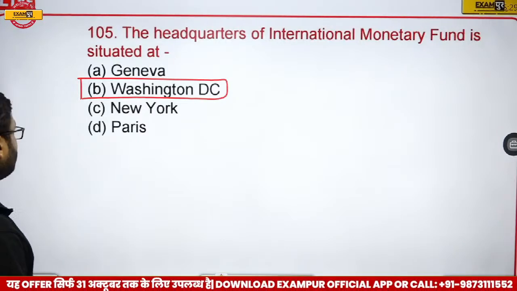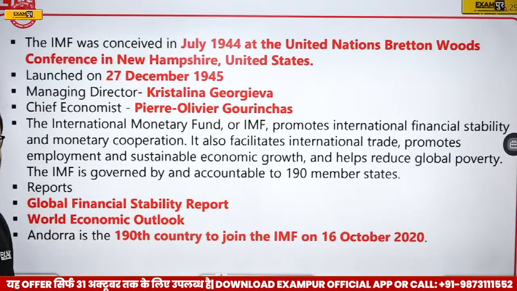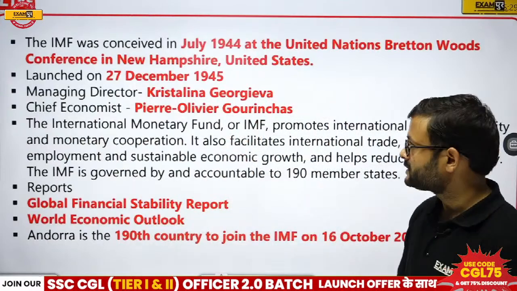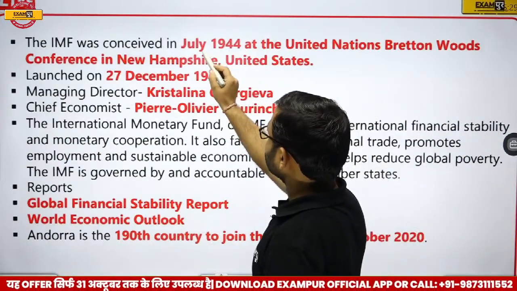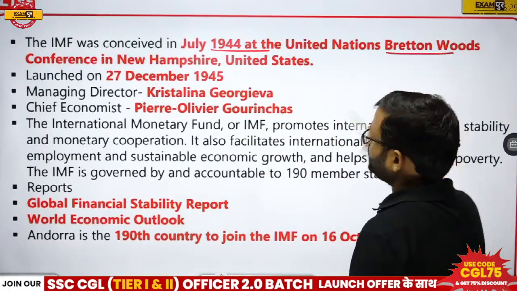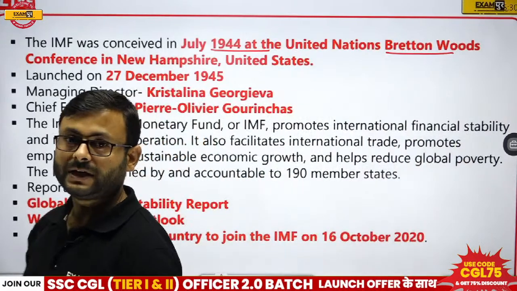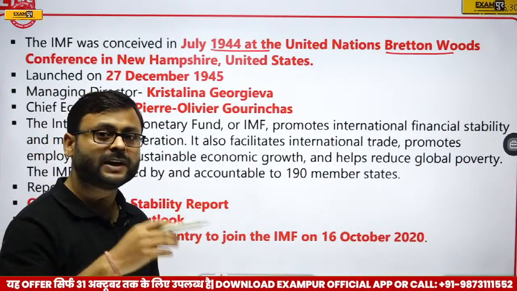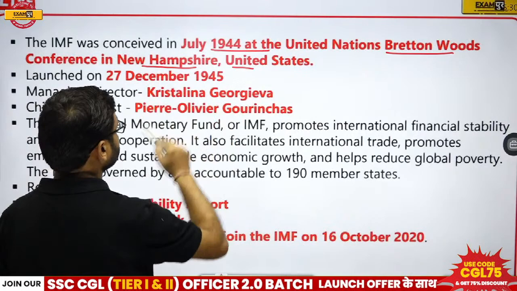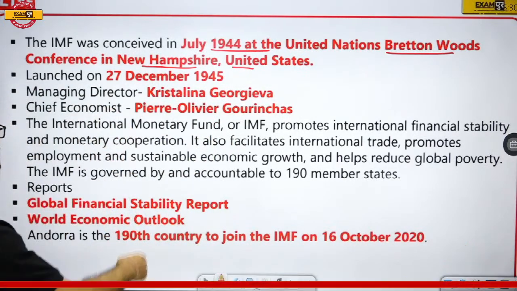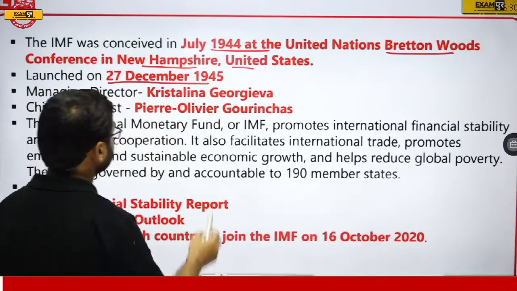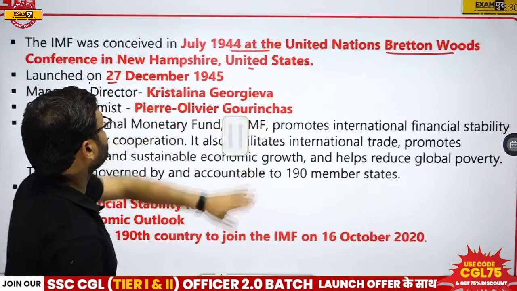Okay, now come to the more explanation. In 1944, the Bretton Woods Agreement was signed, as we have already discussed in the previous slides. You can say the Bretton Woods Conference was held in 1944, and at the same conference the agreement was signed. It was held in New Hampshire, United States, and the IMF was launched on 27th December 1945.